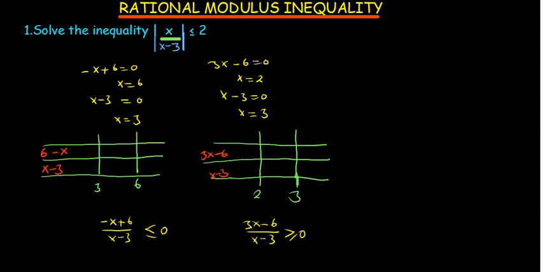Now what happens when we equate this to 0? We found 3. So what happens when we use numbers above 3, like a 4? We put a 4 here, it will be positive. So as long as we use numbers above 3, the sign is going to be positive, and anything below 3 will be negative. Think of a 2, we put a 2 here, that will be negative.